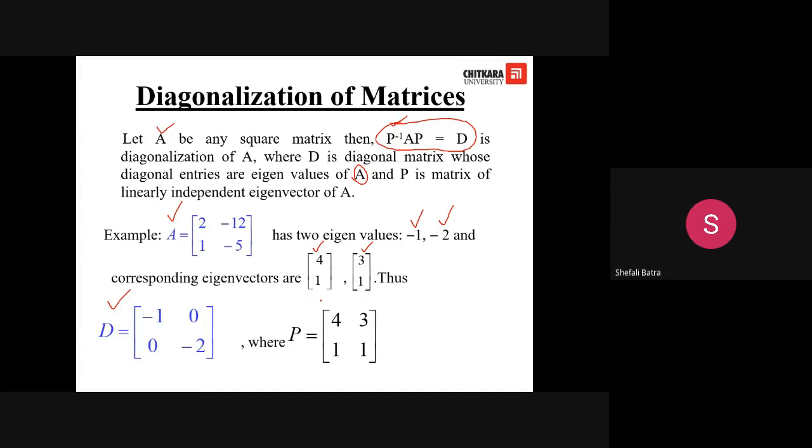So if I'm asking you the diagonalization of a given matrix, what you will do? First, you will find the eigenvalues. Second, you will find the eigenvectors, and then you will represent those in this form. P inverse AP is equal to D, where D is given by this matrix and P is given by this matrix. Is it clear?